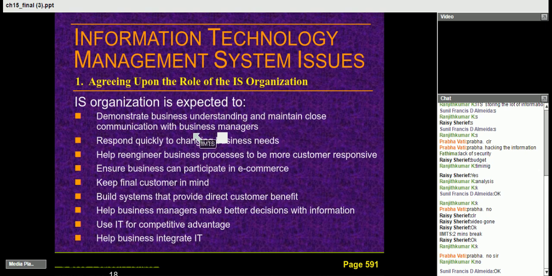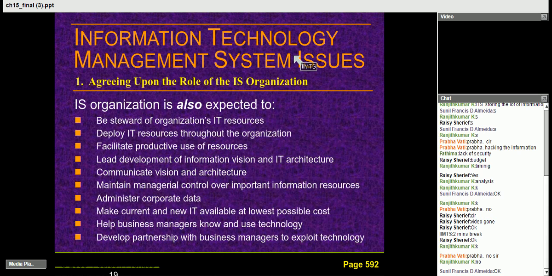Then this organization is expected to demonstrate business understanding and maintain close communication with business managers, respond quickly to changing business needs, help re-engineer business processes to be more customer responsive, ensure business can participate in e-commerce, keep final customer in mind, build systems that provide direct customer benefit, help business managers make better decisions with information, use IT for competitive advantage, and help business integrate IT.